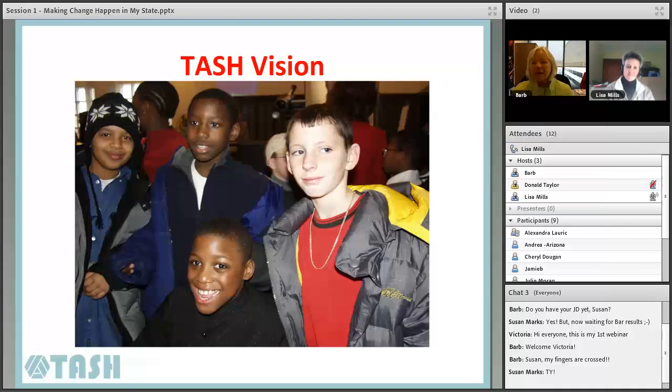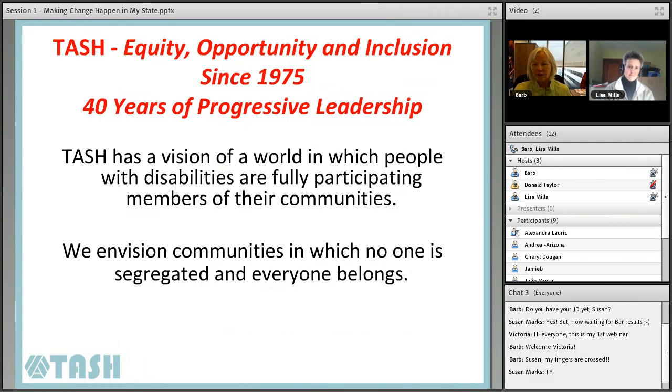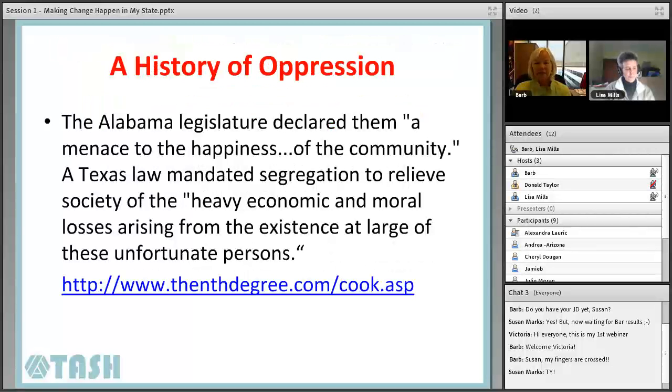So to prepare to make change, you always start with what your vision is and what you really want to see for people. And for these 40 years that TASH has been around, our vision has been pretty much the same. And that vision is a world in which people with disabilities are fully participating members of their communities, and where communities welcome everyone, where you don't have to earn your way in, where no one is segregated and everyone belongs. Well, that's our vision. And if we look around, we can see that we're not really there yet. So there are big gaps between our vision and what the reality is.